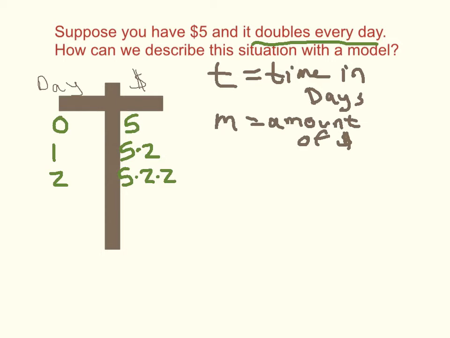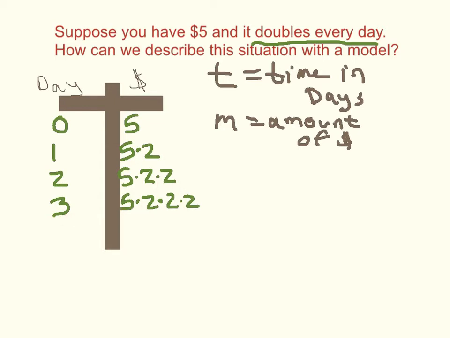And what you'll see is that each day, you're going to take your previous day. So on day 3, we take what we have on day 2, and we multiply that by 2. So now we're going to have 5 times 2 times 2 times 2. You should be recognizing a pattern here. On day 0, we had no 2's. On day 1, we had 1 2. On day 2, we had 2 2's. On day 3, we had 3 2's.